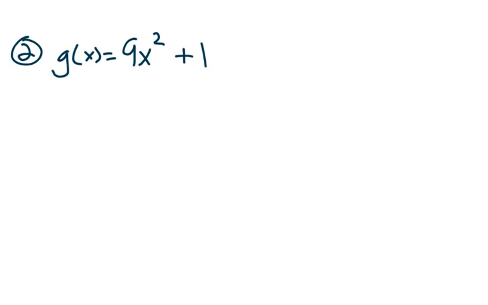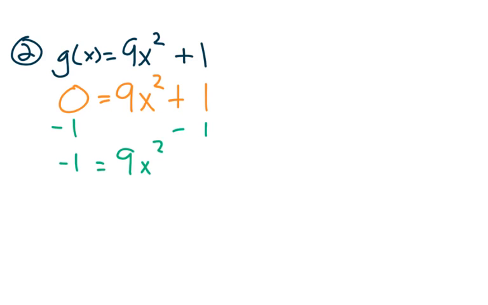Number 2, same idea. We want to set it equal to 0. Replace g of x or f of x or whatever letter of x with 0. 9x squared plus 1. And go ahead and solve it again. First step would be to get rid of the 1. So 0 minus 1 is negative 1 is equal to 9x squared. Get rid of the 9 by dividing. Negative 1 divided by 9, I'm going to leave it as negative 1/9 is equal to x squared.